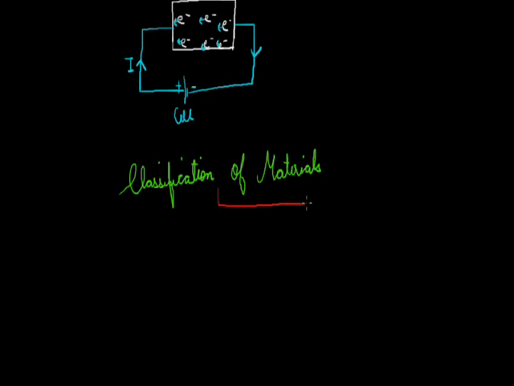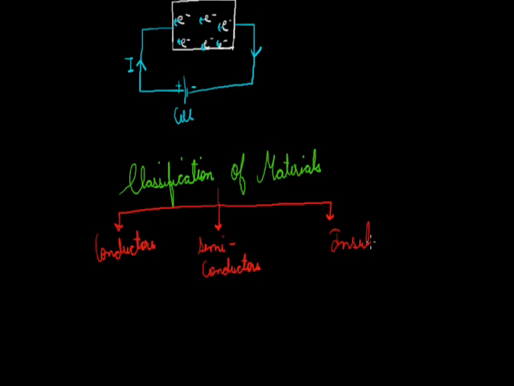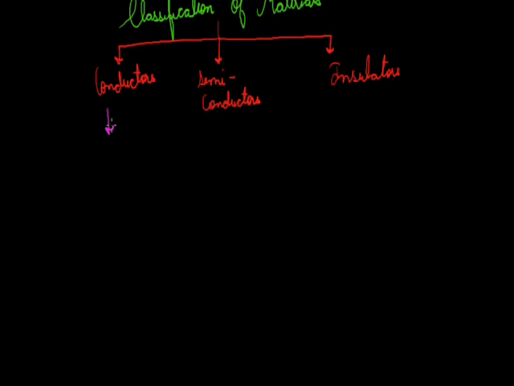These materials are classified as conductors, semiconductors, and insulators. Conductors are those substances which allow the electricity to pass through them easily.